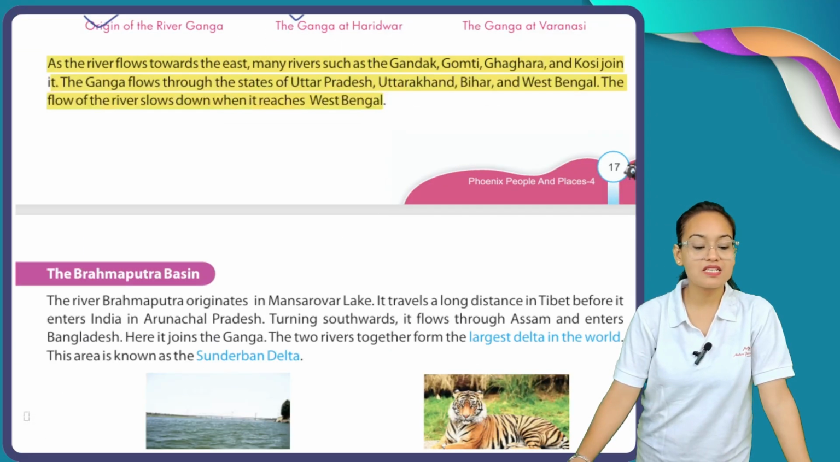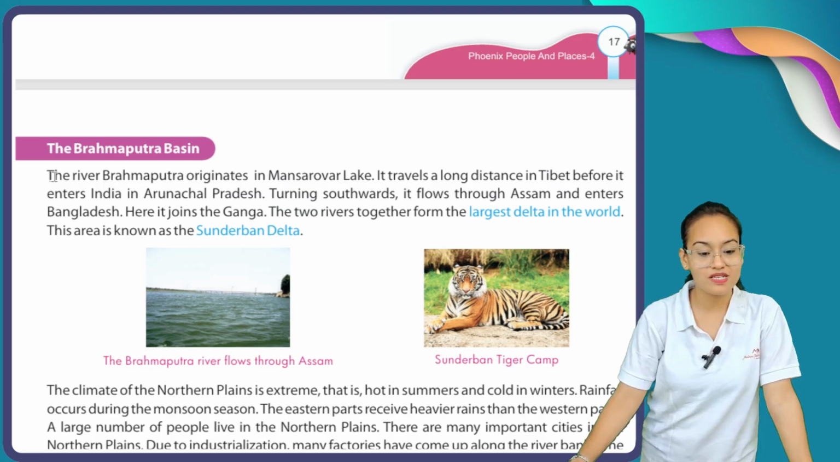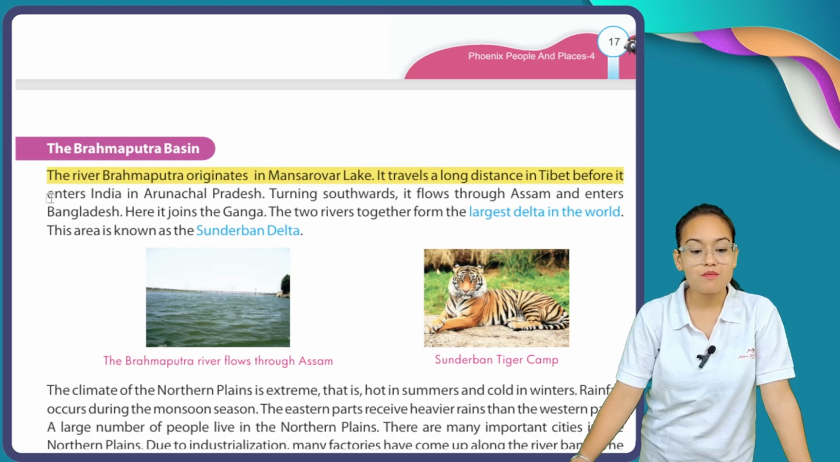After the Ganga basin comes the third important basin of the northern plains, your Brahmaputra basin. The river Brahmaputra originates in Mansarovar Lake. It travels a long distance in Tibet before it enters India in Arunachal Pradesh.